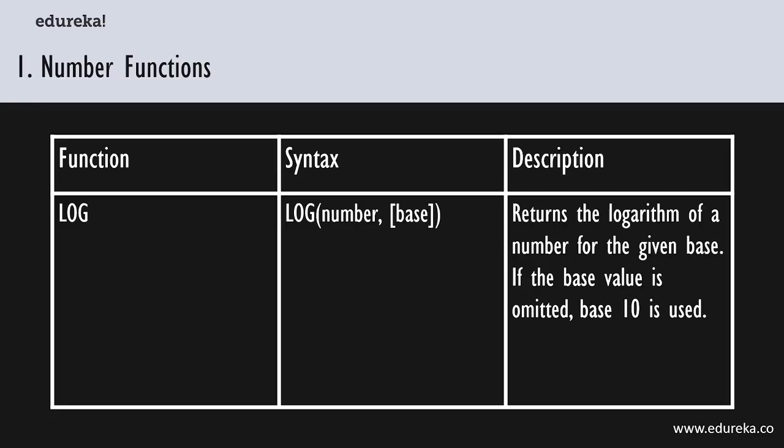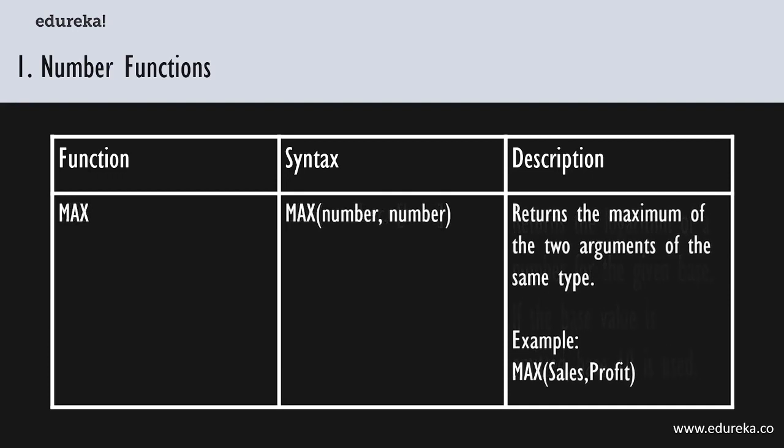Pretty simple. Next, we have max, which, as the name suggests, returns the maximum of the two arguments which are passed. Now, the arguments must be of the same type, and this function returns null if either of the arguments is null. So max can also be applied to a single field if it is used as an aggregate calculation, which I'm going to cover in a later segment of this particular session.